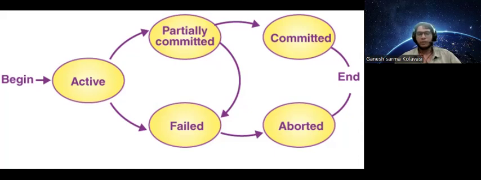After reaching the committed state or failed state: if the transaction is in the failed state, we use the rollback command, which will go to the aborted state. And if it is in the committed state, we just end the transaction. So these are the states of the transaction management system. This is the diagram which we can see down right there.